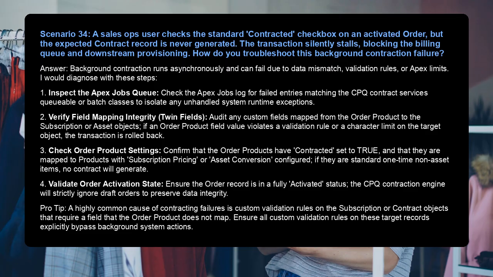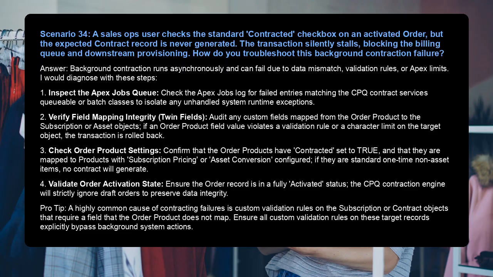3. Check order product settings. Confirm that the order products have contracted set to true and that they are mapped to products with subscription pricing or asset conversion configured. If they are standard one-time non-asset items, no contract will generate. 4. Validate order activation state. Ensure the order record is in a fully activated status. The CPQ contracting engine will strictly ignore draft orders to preserve data integrity.